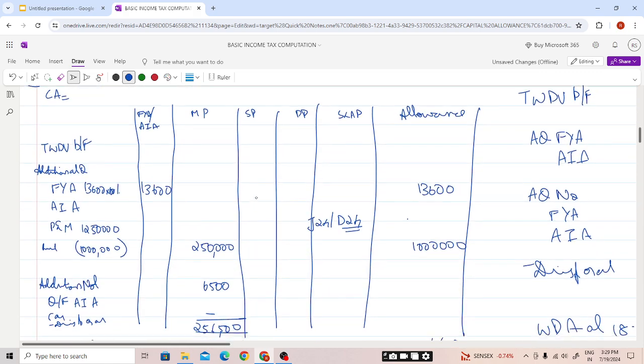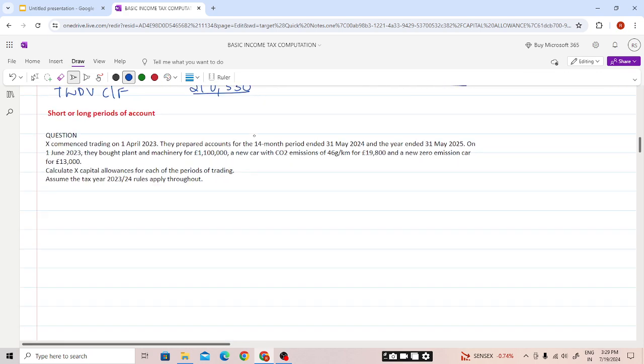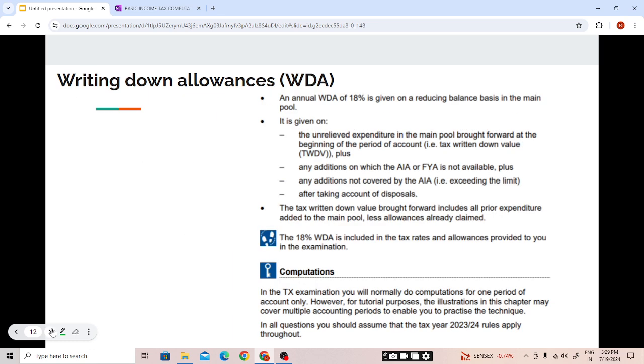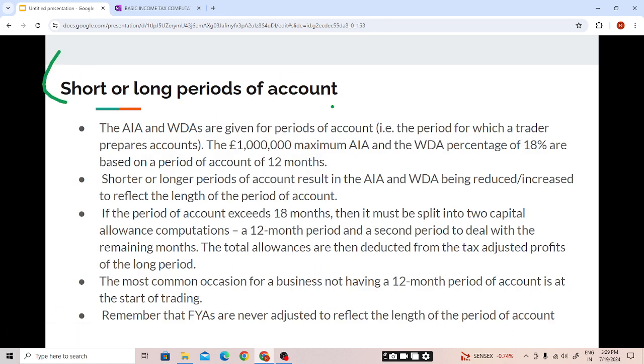Now we'll be looking at further rules: short or long period of accounts. As we have seen, students, if the period of accounts is short or long, we will adjust the 1 million pound.